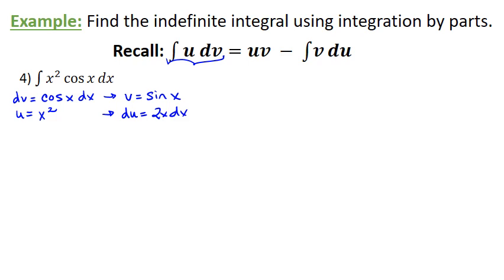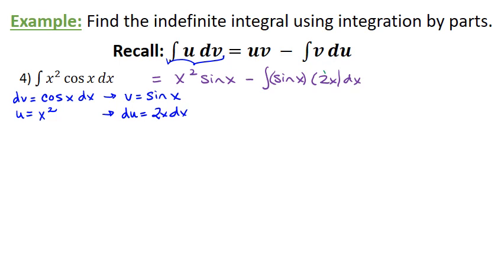So in this case, this is equal to u, which is x squared, times v, sine of x, minus the integral of v, sine of x, times du, which is 2x dx. Okay. Now looking at this, the left-hand side here does not require any simplification. It is what it is. But over here, we have something a little more complicated.